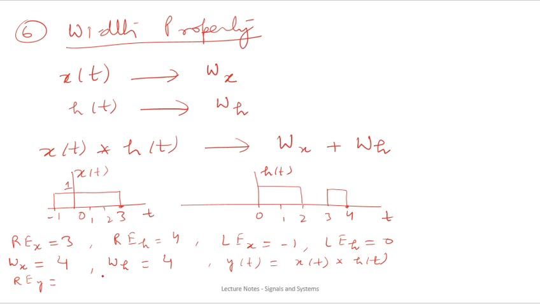The right edge of this convolved signal will simply be the sum of the right edges of x(t) and h(t). So the right edge will be 3 plus 4, which is 7. Similarly, the left edge of the convolved signal y(t) will be the sum of the left edges of x(t) and h(t), so minus 1 plus 0 is minus 1. And what will be the width of y(t)? The width of y(t) will be the sum of the widths of the two signals x and h, so 4 plus 4 equals 8. So this is how this problem can be solved.